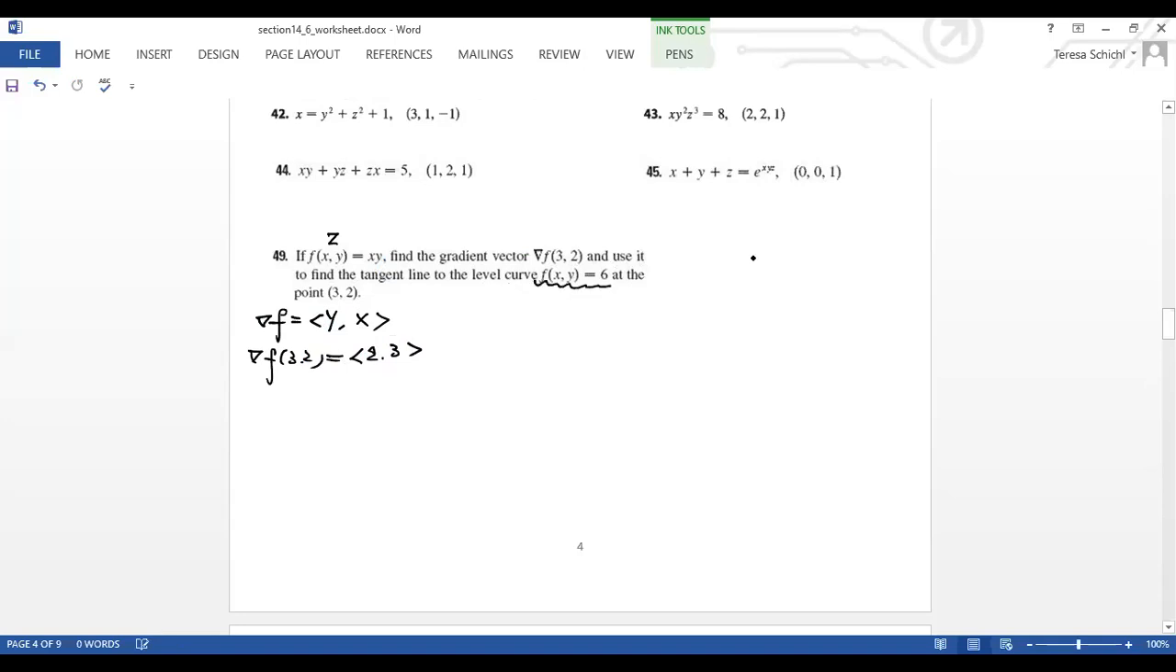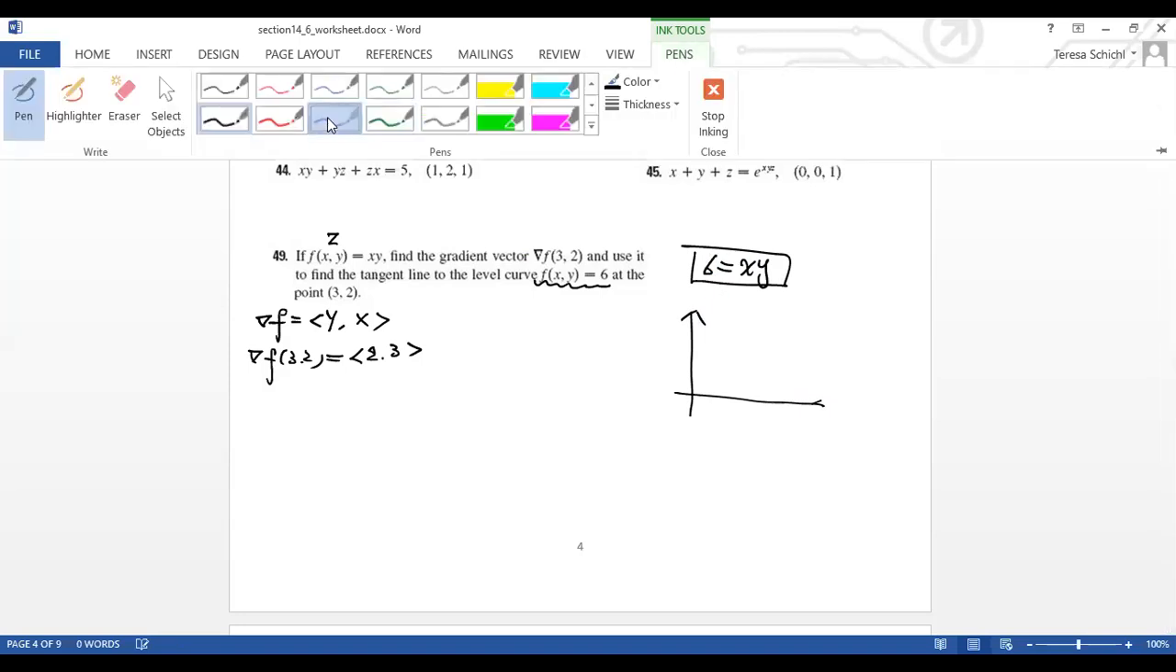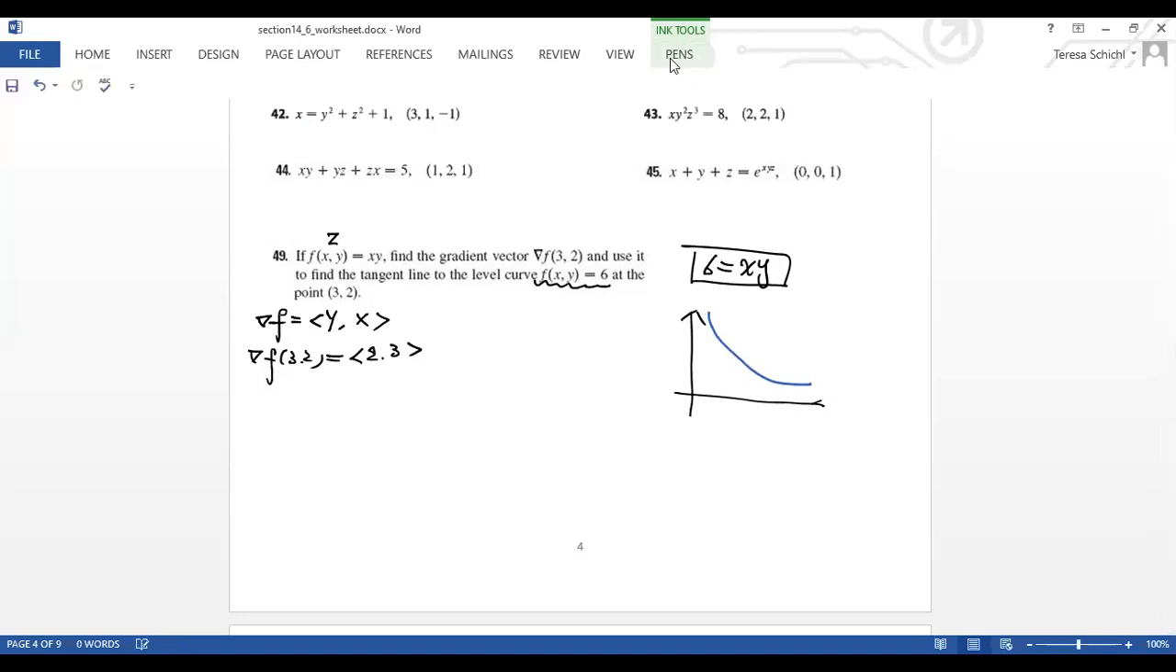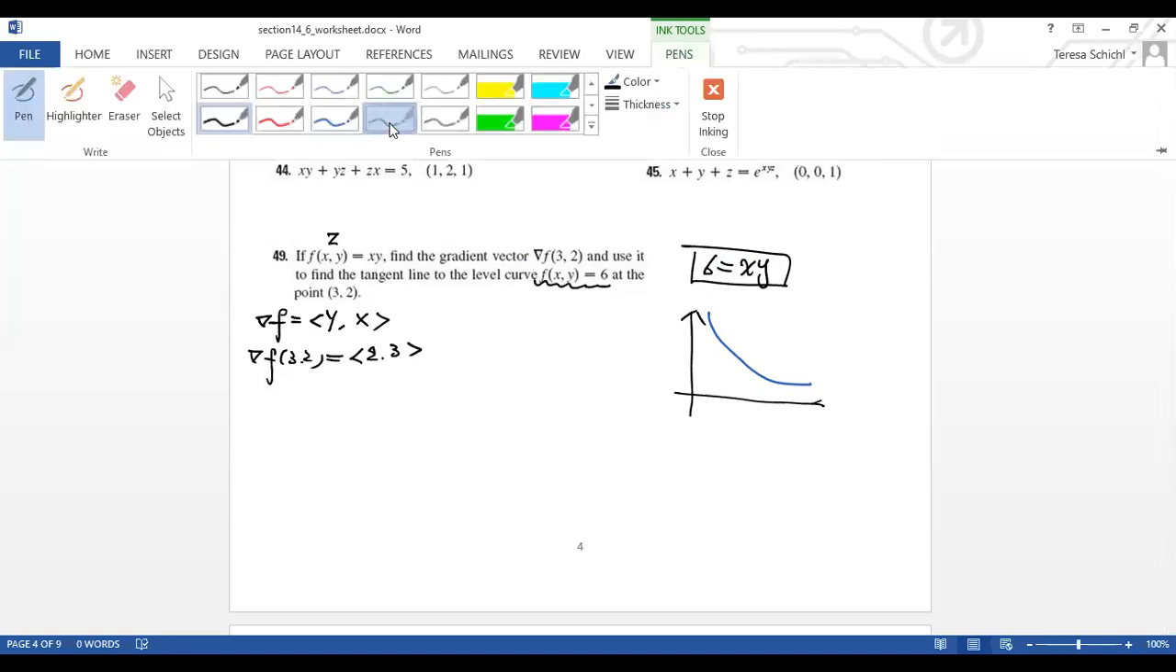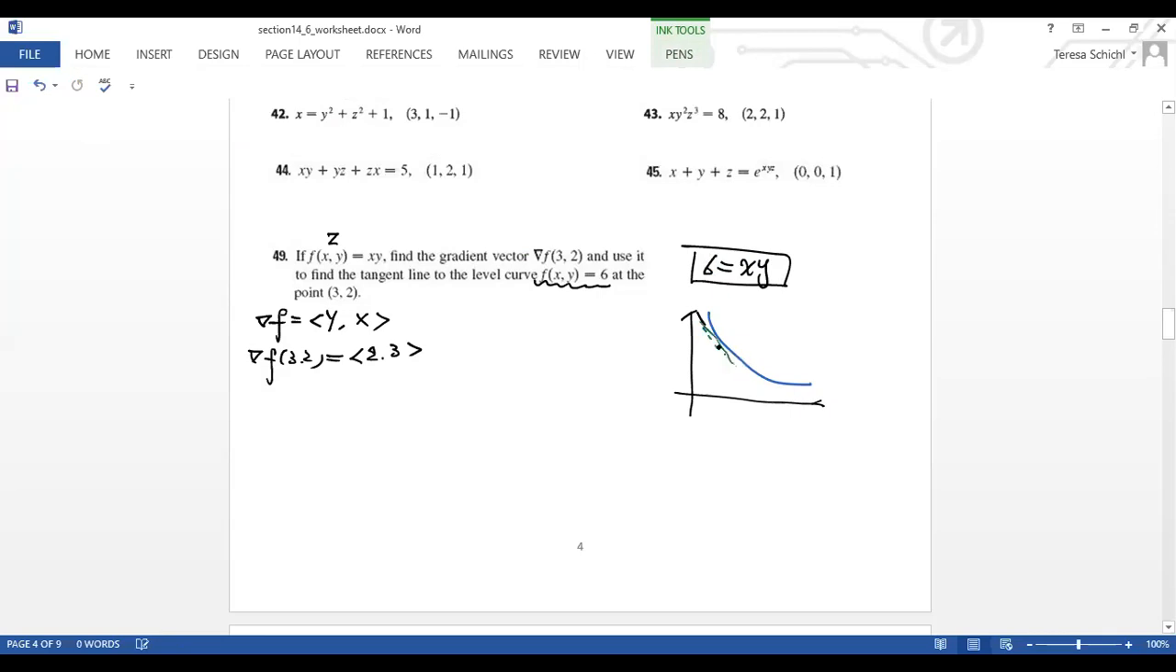Okay, so then use the gradient vector to find the tangent line to the level curve f of xy equal to 6. So that means 6 is equal to xy. So this is my level curve, and it will probably look something like this. So remember, when we did the gradient vector, what is the gradient vector again? It's going to be perpendicular to your level curve.